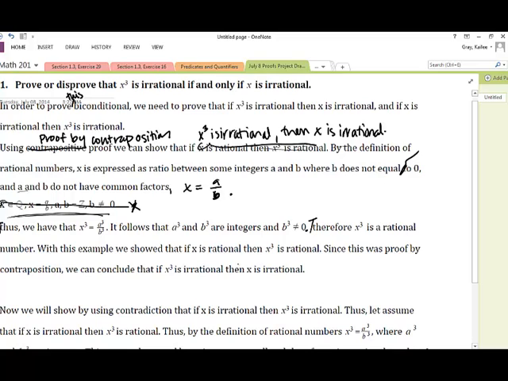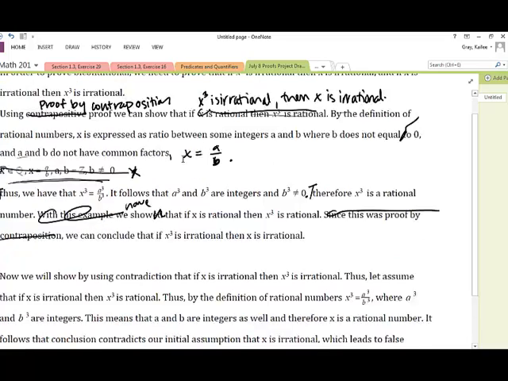With this example we showed that you can just say, we don't need this part. We have shown that if x is rational, then x cubed is rational. Since this was a proof, and again, you can remove that part and just say we can conclude that if x cubed is irrational, then x is irrational. So that's totally sound, totally good for that conditional.